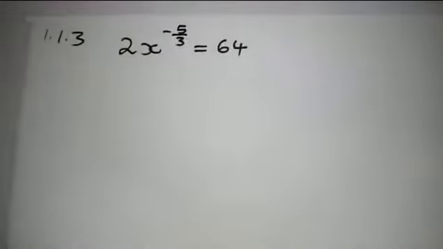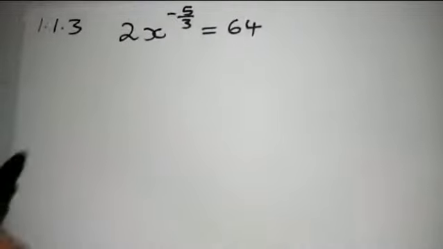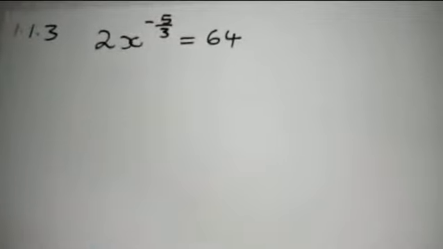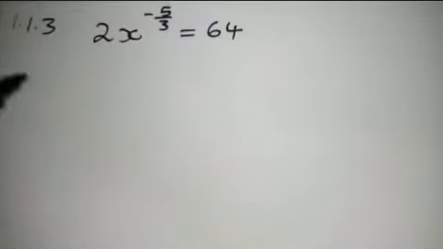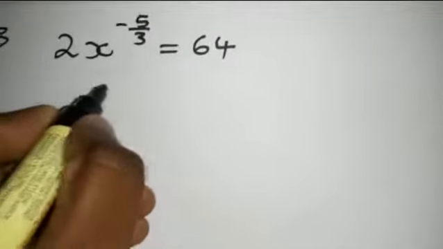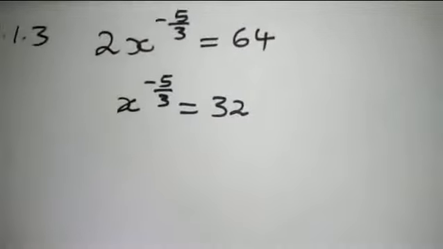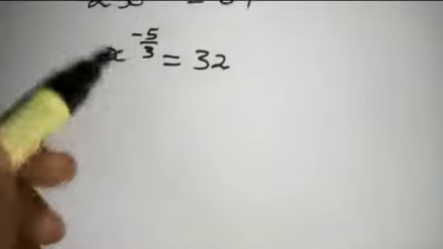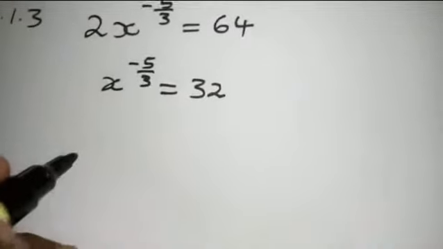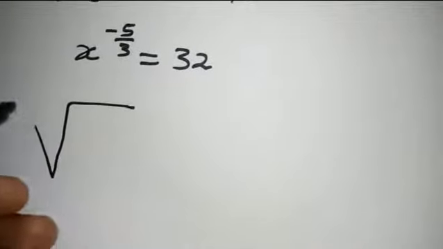Now moving on to question 1.1.3. I suggest that you pause the video and try this question by yourself. Okay, this is how I would solve it. We divide both sides by 2, and this is what we get. To solve for x, we need to get rid of this power, which is -5/3. So to get rid of this power, we root by this power.